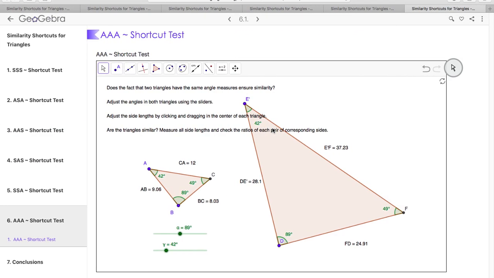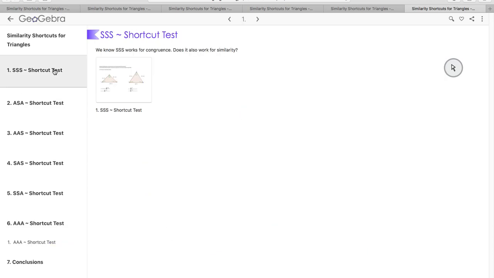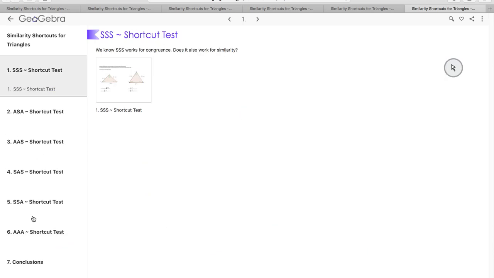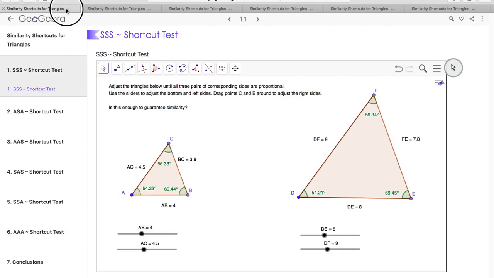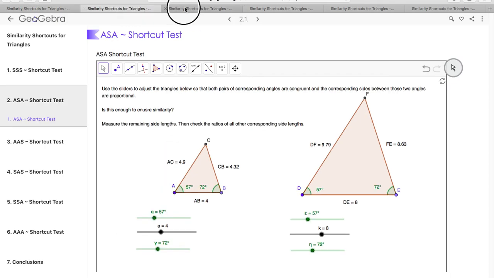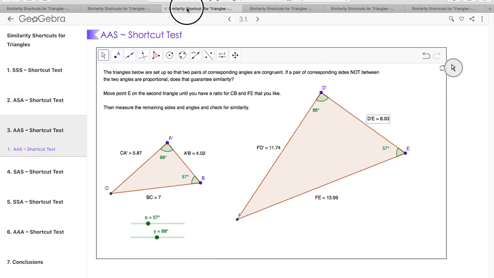All right, guys, you just finished your investigation of similar triangles on GeoGebra and which shortcuts will and will not work for similarity. So you went through side-side-side, tested it out, angle-side-angle, angle-angle-side, side-side-angle, side-side-side-angle, and then ended with angle-angle-angle. And what you should have found out is that every single one of these shortcuts works except for one.